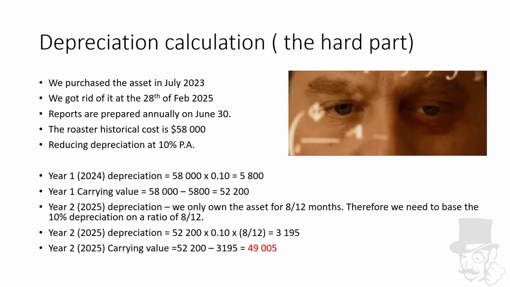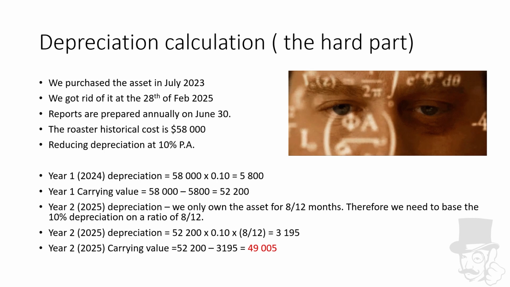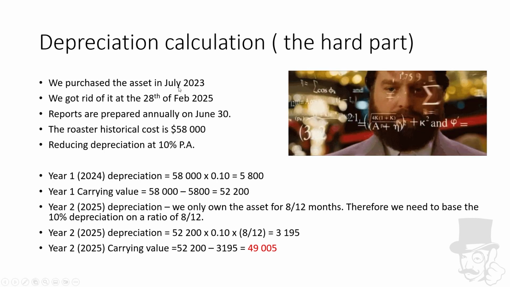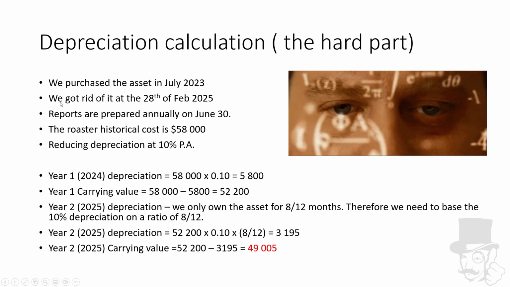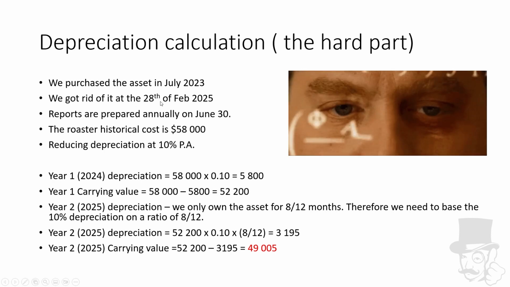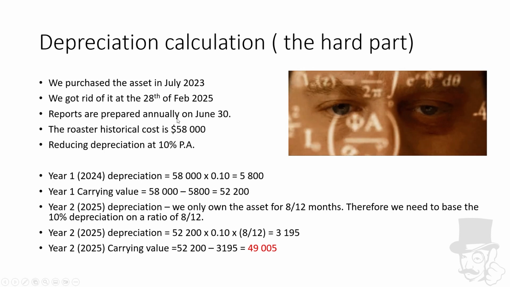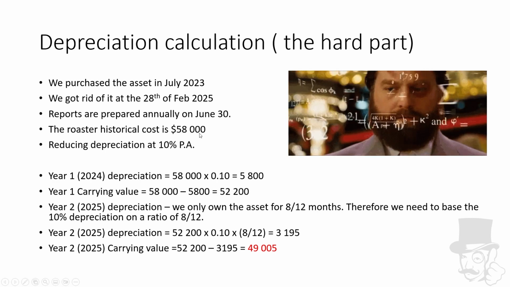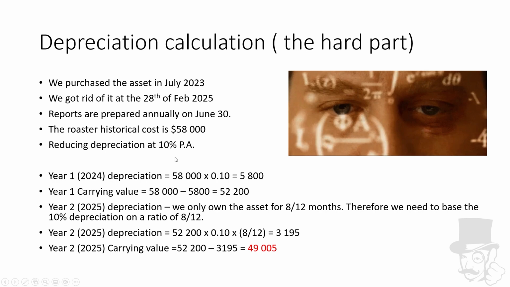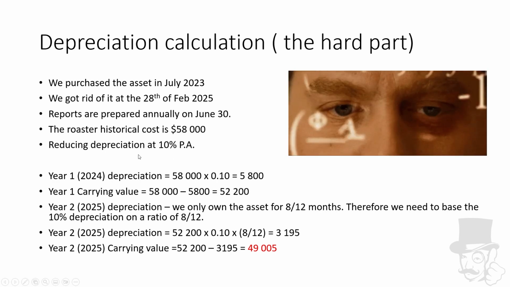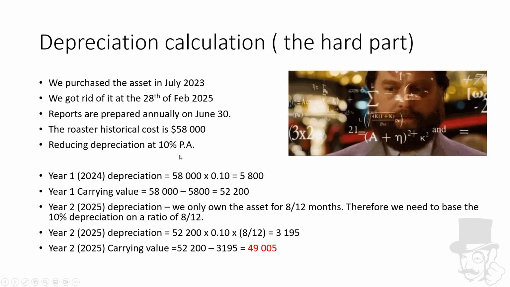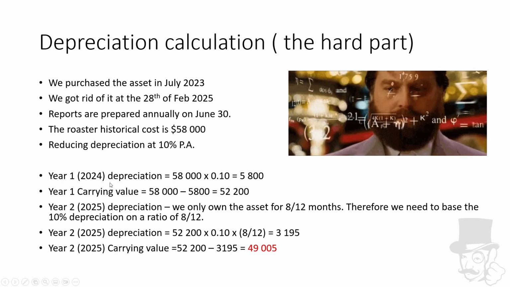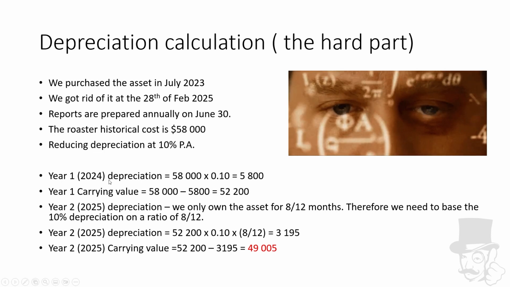So let's work out the calculation of depreciation first, probably the hardest bit to figure out. Here are the details. We purchased it on the 1st of July 2023, and we got rid of it on the 28th of Feb 2025. Reports are done annually, 30th of June. The roaster's historical cost is $58,000, so that's how much we bought it for originally. And the reducing balance depreciation is at 10% per annum, so I was meant to write reducing balance depreciation, my bad. So first up, we need to figure out depreciation on year 1.